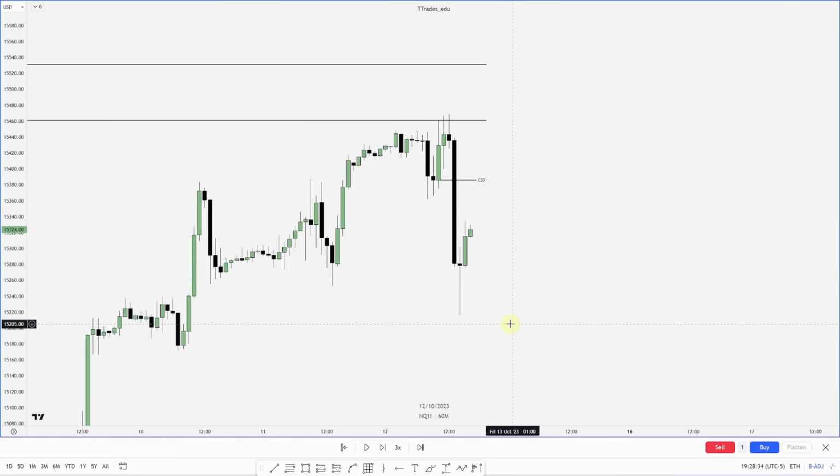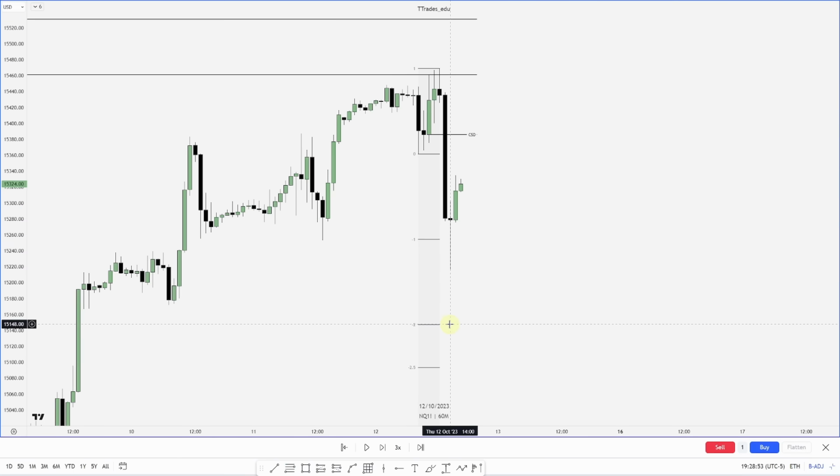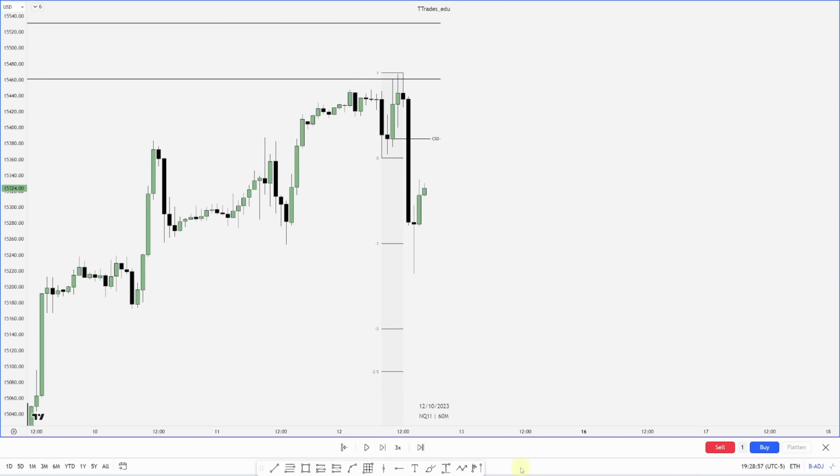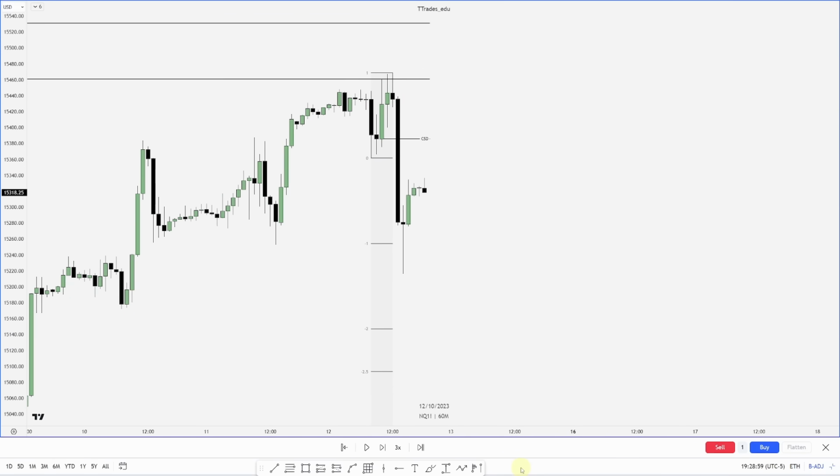Now what else can we do from my latest videos to give us a target for this move down? We can project out this manipulation leg from the high to the low. Then we can look for the -2 to -2.5 area for a target. So let's get into the next day and see what happens.